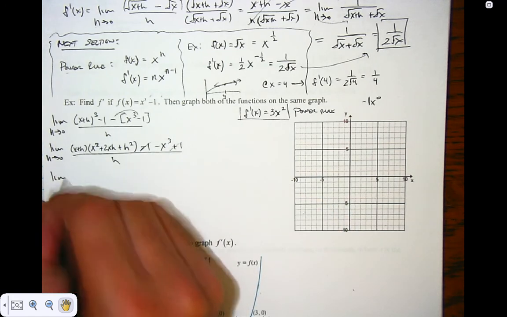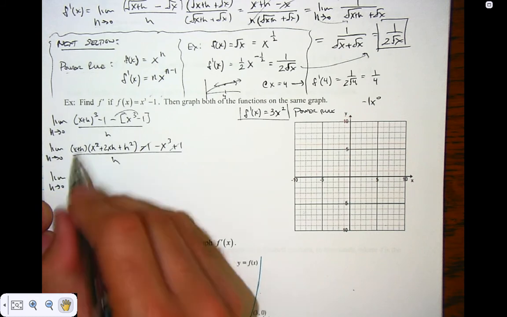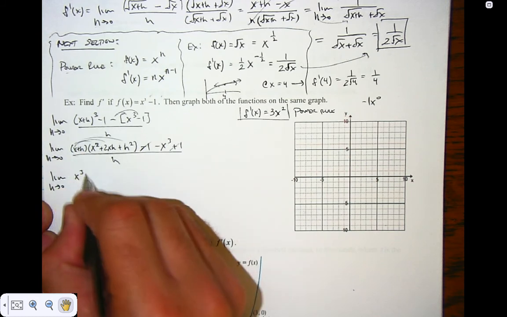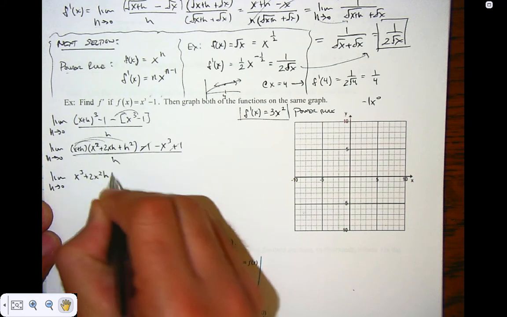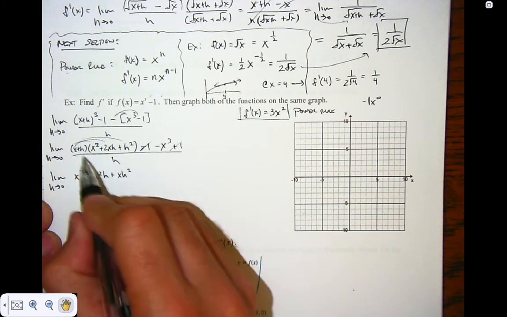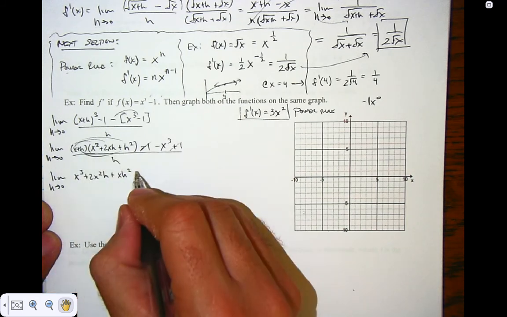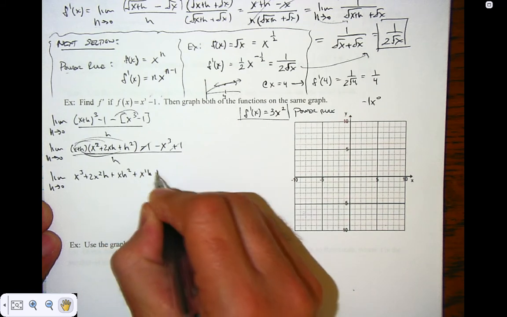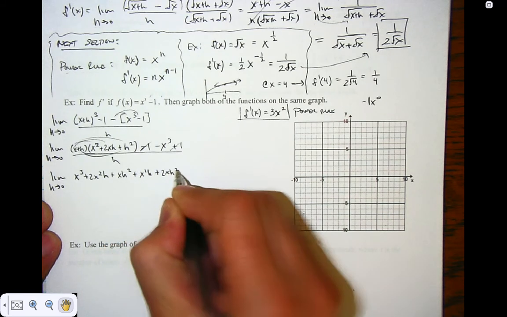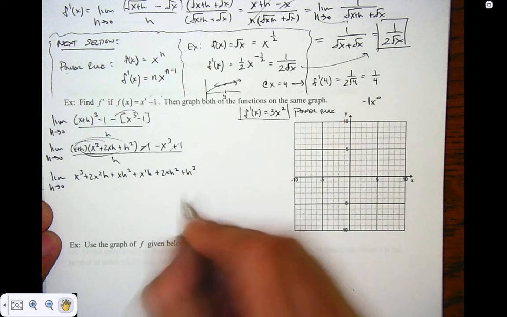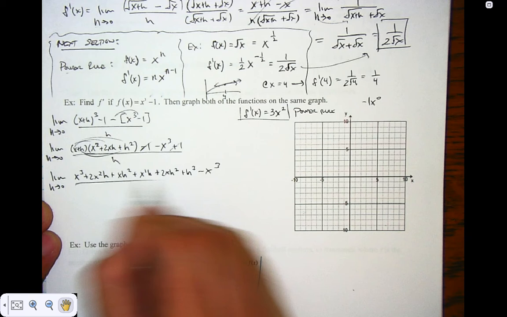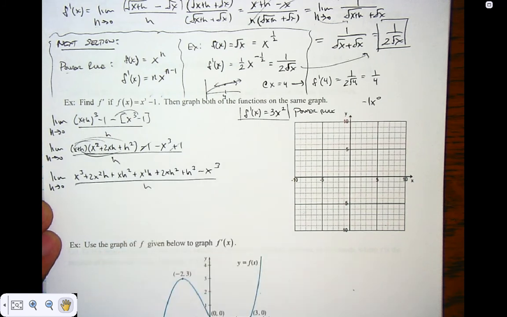So this is the limit as h goes to 0. Let's take this x and distribute it to everything. So I get x cubed plus 2x squared h plus xh squared. Now let's take our h value and we get plus x squared h plus 2xh squared plus h cubed. And then over here, the ones went away, so all I have is minus x cubed all over h.